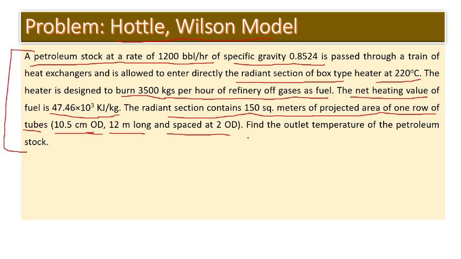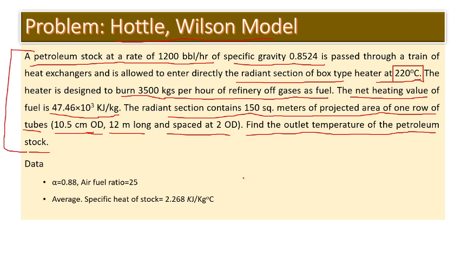What is to be found out is the outlet temperature of the petroleum stock. What happens if the refinery gases are burned, combustion taking place in the furnace? Obviously the heat will be absorbed by the petroleum stock, and the temperature of that will not be the same as 220, but it will be raised. So we have to find out how much the temperature will be raised because of that heat liberated in the radiant section. So we have to see all the parameters.